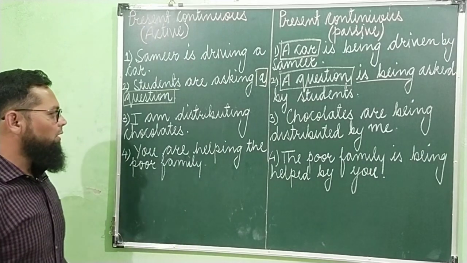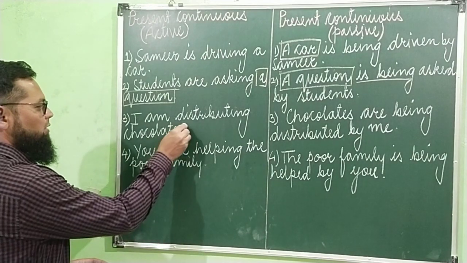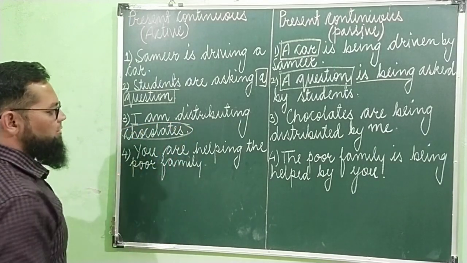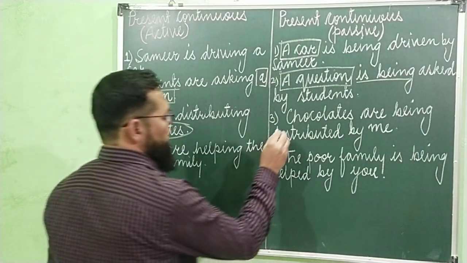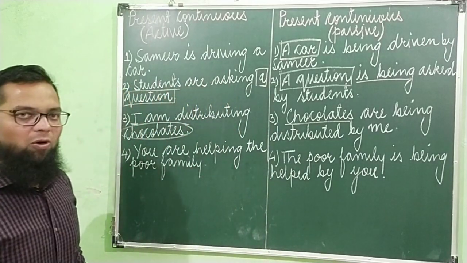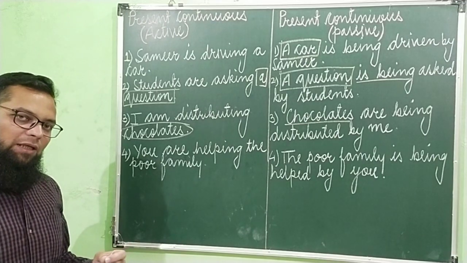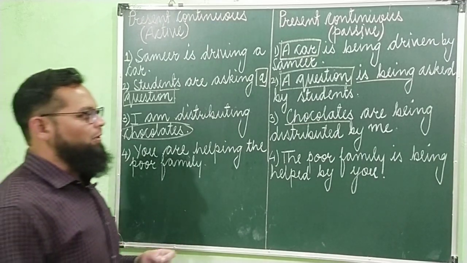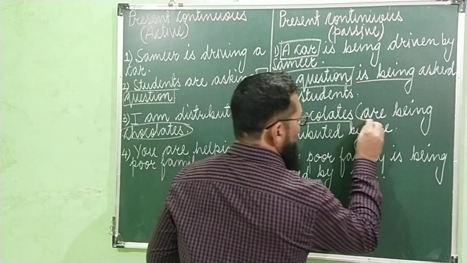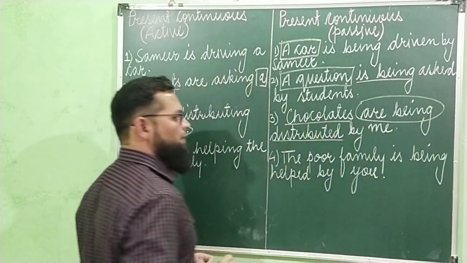Next example, I am distributing chocolates. What is the object here? Chocolates. Passive voice में हम पहले क्या लिखेंगे? Object. Now chocolates. Chocolates is in plural form. And with plural what do we use in present continuous tense? Are. तो यहाँ पर helping verb क्या रहेगा? Are being. Chocolates are being distributed by me.